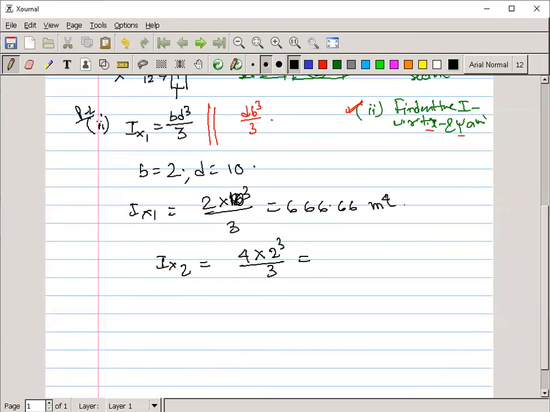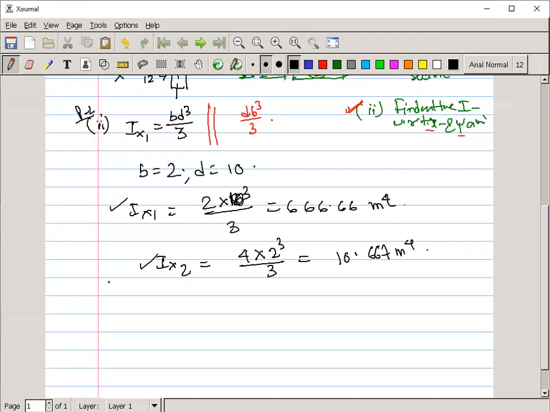And similarly do this one, 4 into 4 cube by 3. This one you understand, na? BD cube by 3 for section 2. This is for section 2. This is for section 1. How much is it? 10.66, sir. Okay.